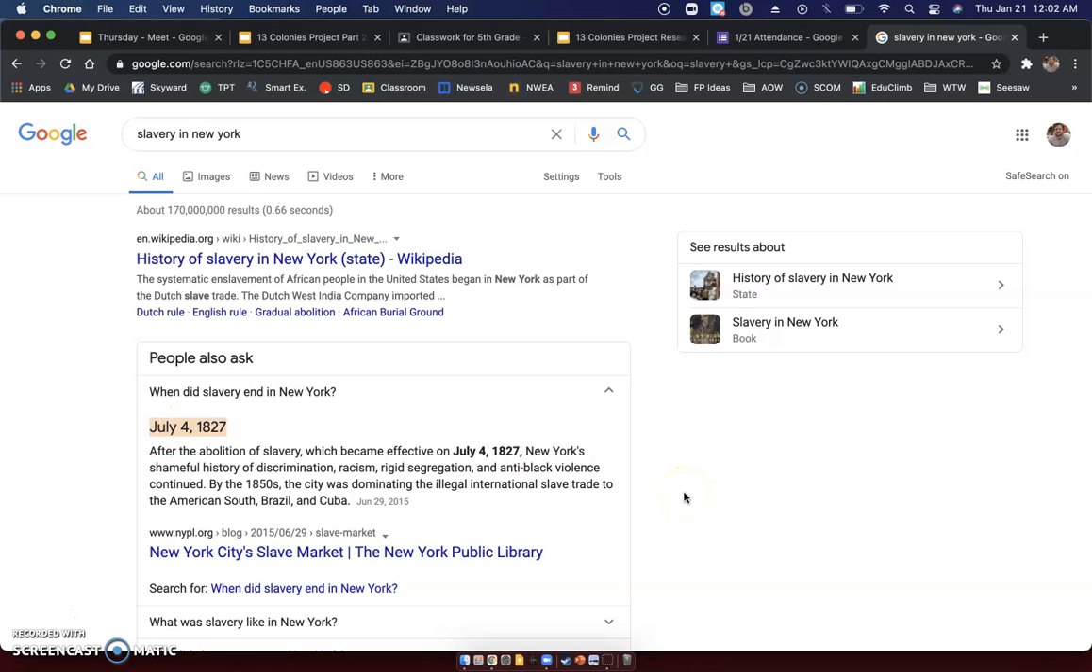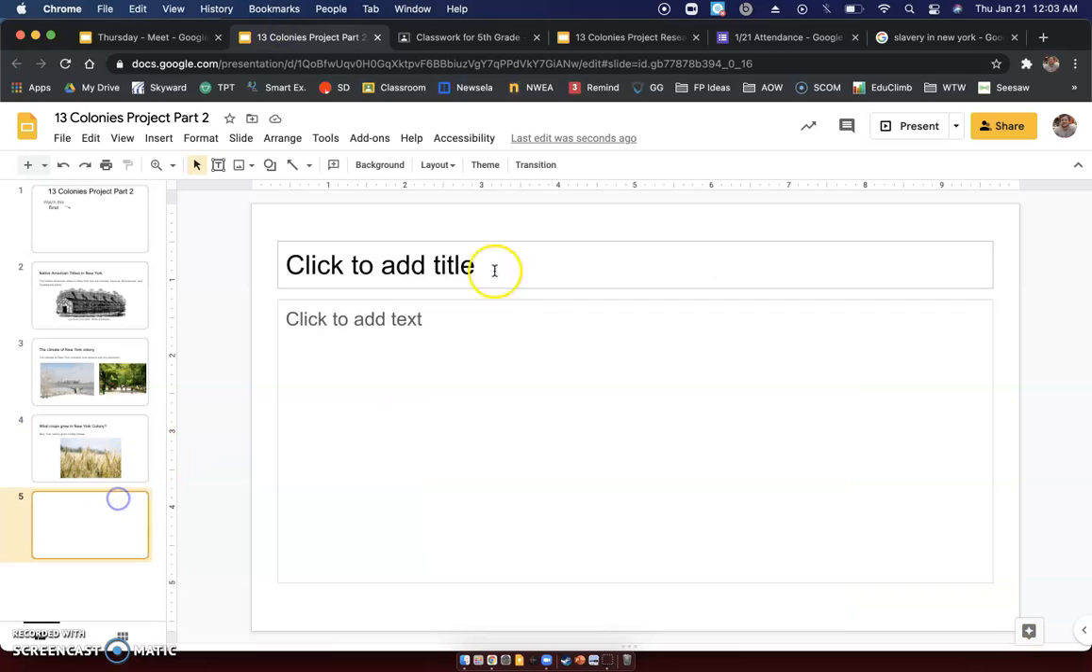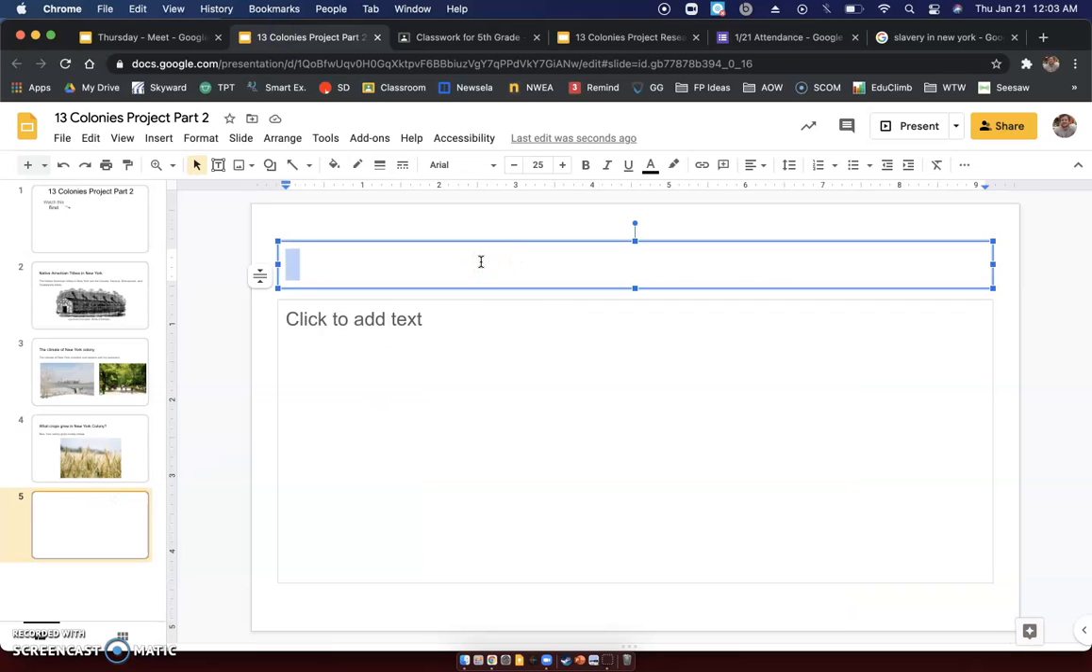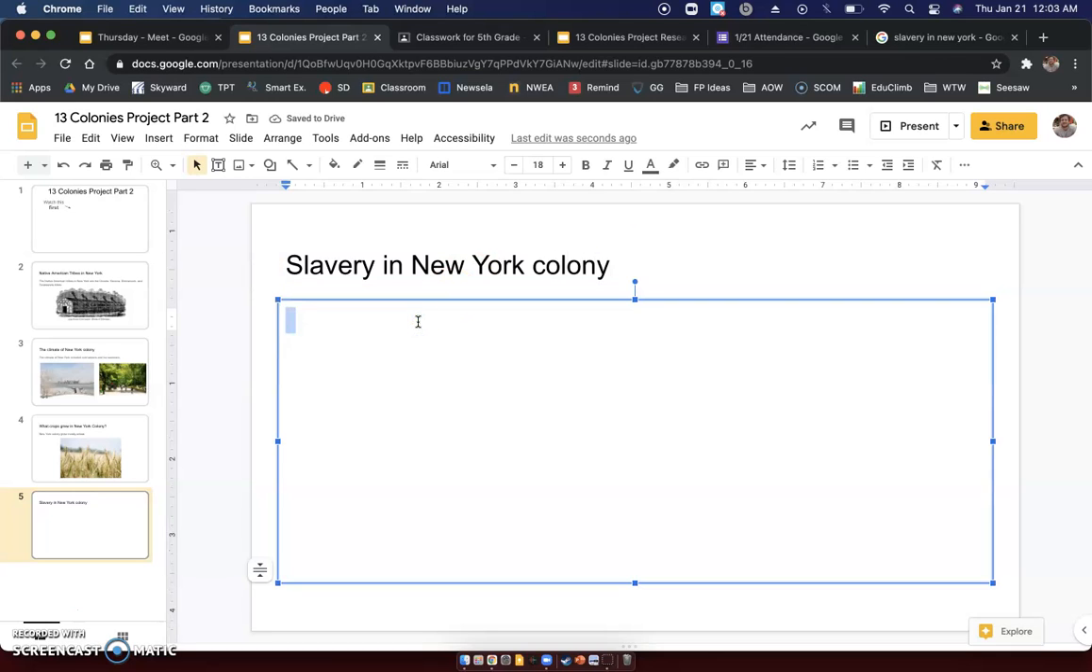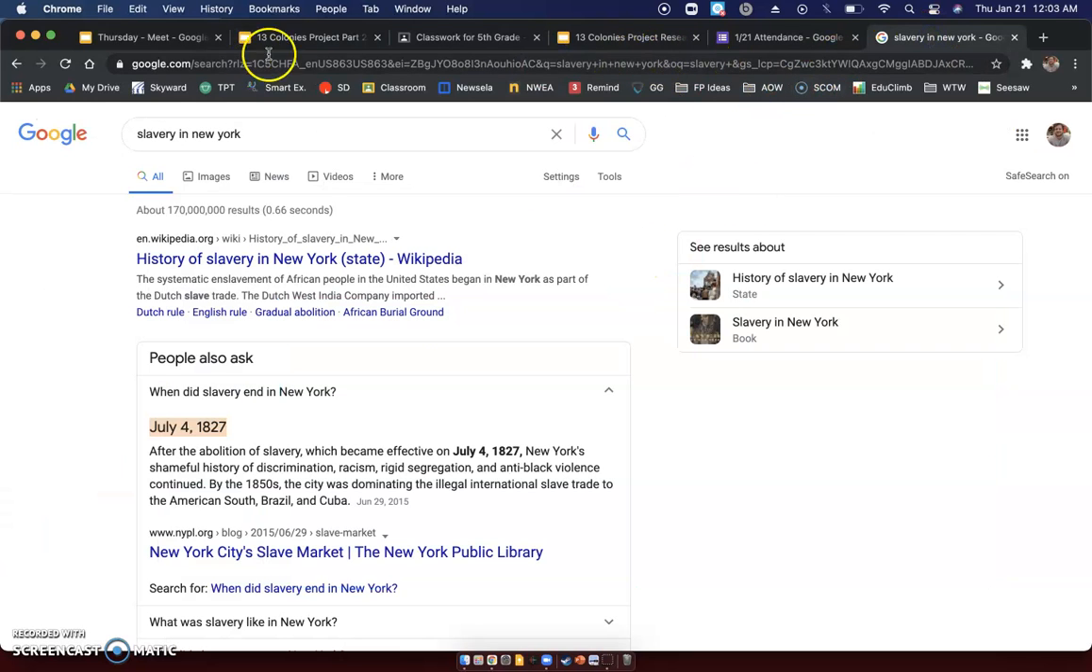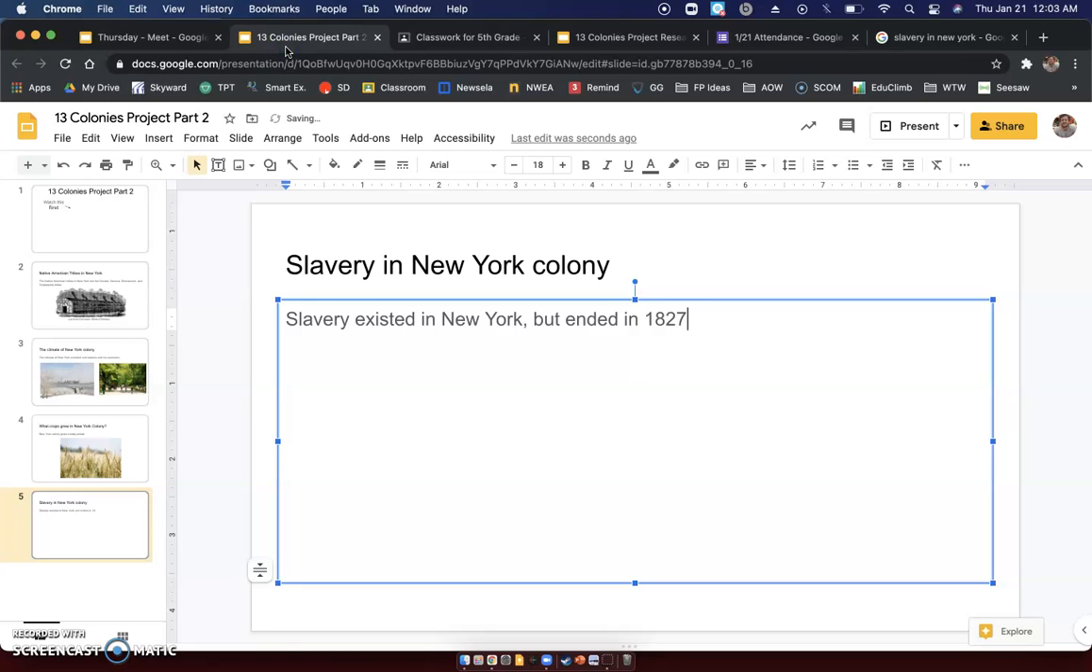Cool. However, it does mean that slavery did happen in this colony here. Okay. If it had an end date, if there's a day that it ended, that means that it had to have started sometime too. All right. So this last slide here, I'm going to type in slavery. Slavery in New York colony. Slavery existed in New York, but ended in what date did I say? I said 1827. That was the year.